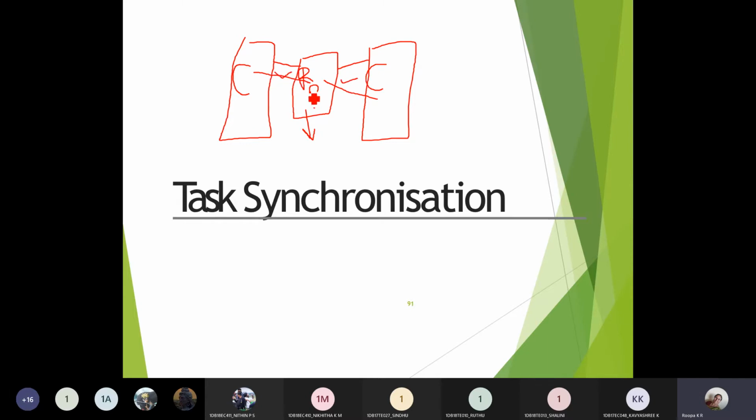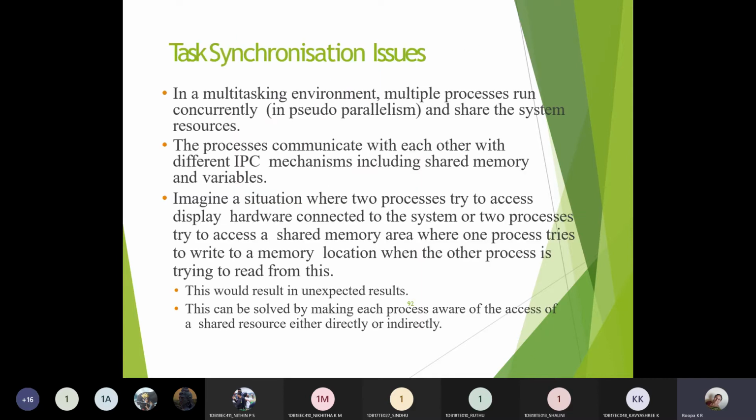Suppose if the printer is allocated for this CPU, then it will do the work of this one. If it is allocated for this one, then it will do the work of this one. But this resource is allocated for both the computers. So in such a case, it will execute one request and make the other CPU wait. We need to check how effectively all the task synchronization will take place for its execution. So that is about task synchronization.